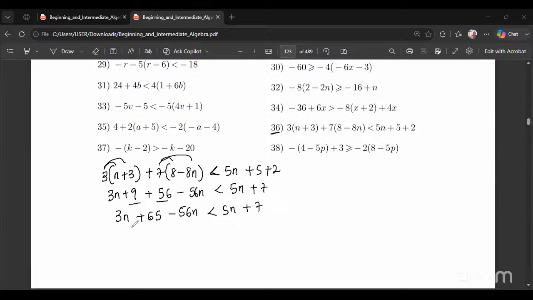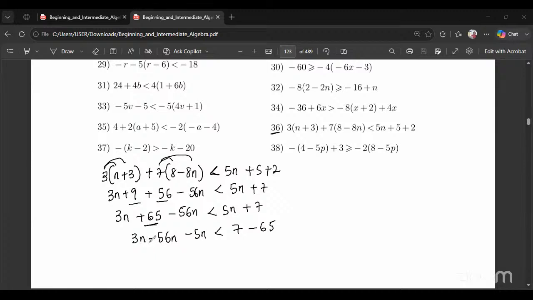Moving forward, we can now combine like terms. We bring the 5n from the right-hand side to the left-hand side, so that will become negative 5n. And we have 7 on the right-hand side, and when we switch 65 to the other side, it becomes negative 65. All right, so I think everything is looking real good right now.